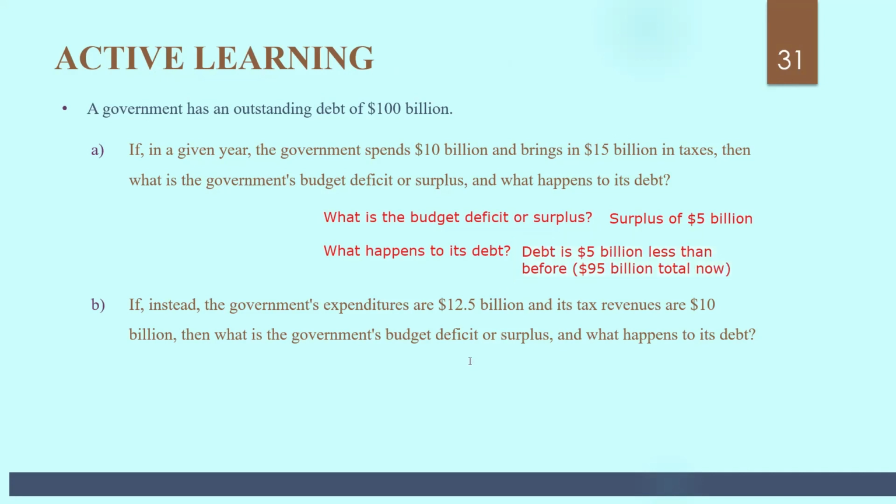Excellent. So if instead the government's expenditures are 12.5 billion and its tax revenues are 10 billion, then what is the government's budget deficit or surplus and what happens to its debt? Deficit of 2.5 billion? Yes. Excellent. And then what happens to its debt?